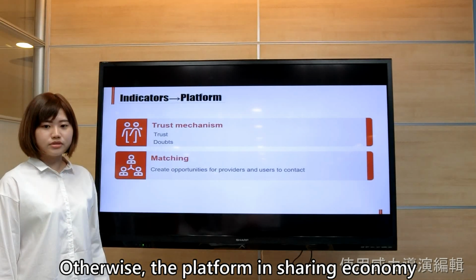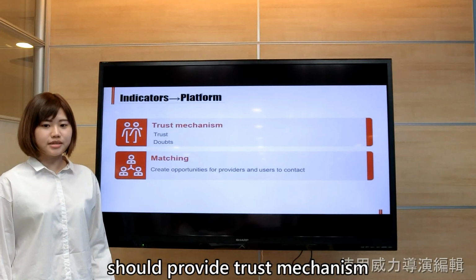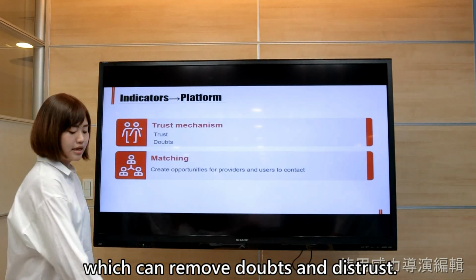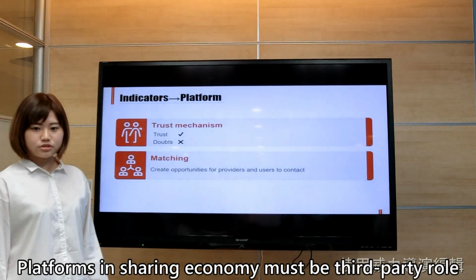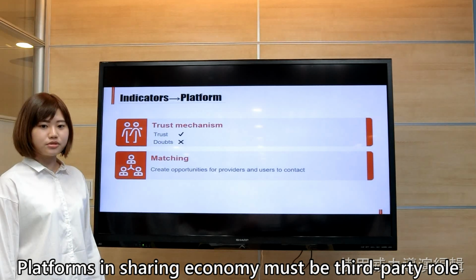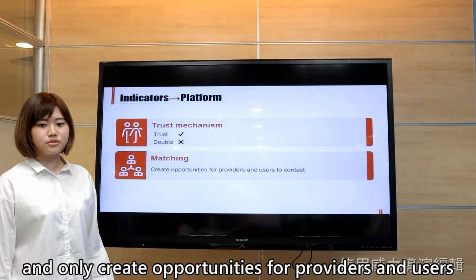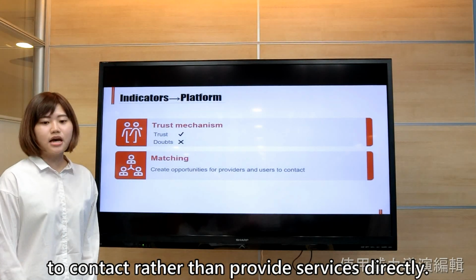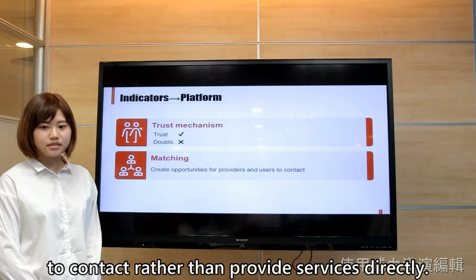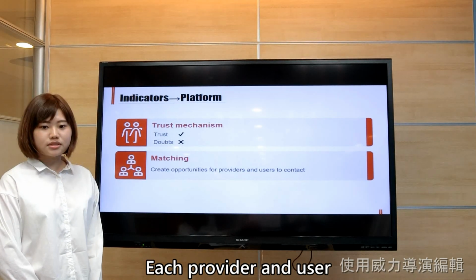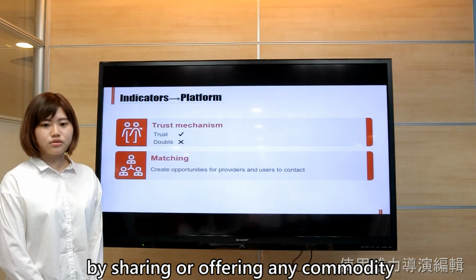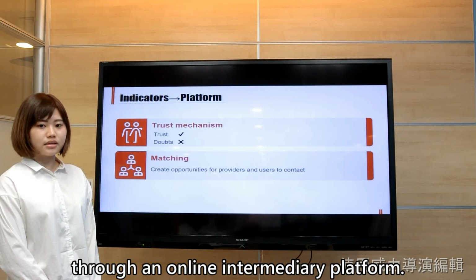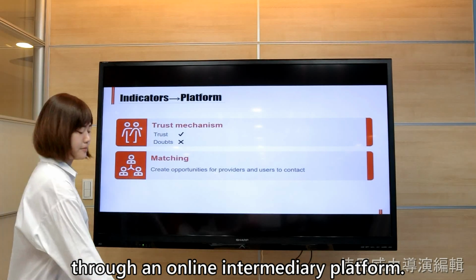Otherwise, the platform in sharing economy should provide trust mechanism which can remove doubts and distrust. Platform in sharing economy must be third-party only and create opportunities for provider and user to contact rather than provide service directly. Each provider and user can reduce the overall cost of transaction by sharing or offering any commodity through an online intermediary platform.